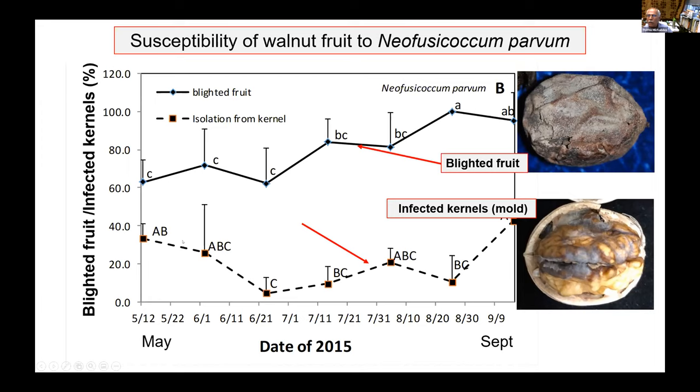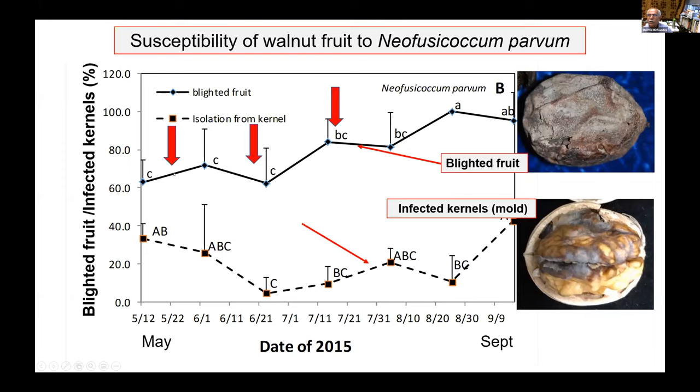We also get invasion of the kernels by the mycelia of the fungus, which results in walnut mold. And this is something that we see in the field, that some of the nuts that have walnut mold have Botryosphaeria and even Phomopsis. So this indicates that we have infections that occur very early in the season. And that's where the design for the application of the fungicides comes in.